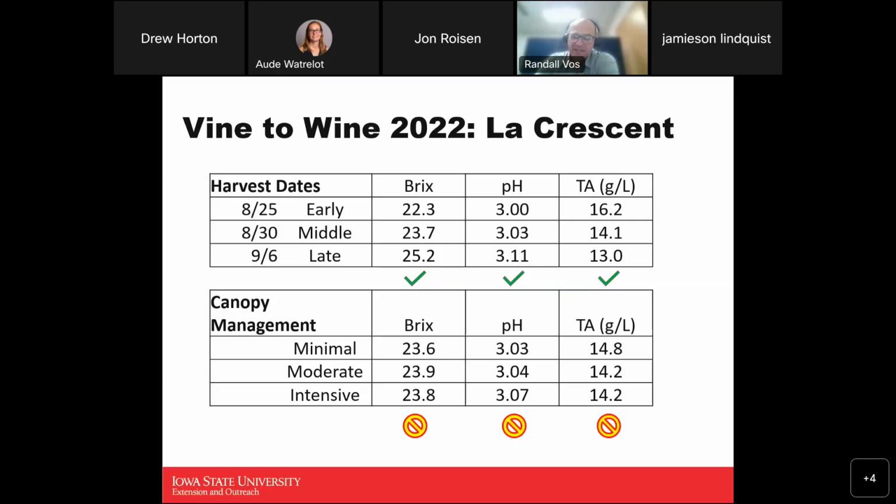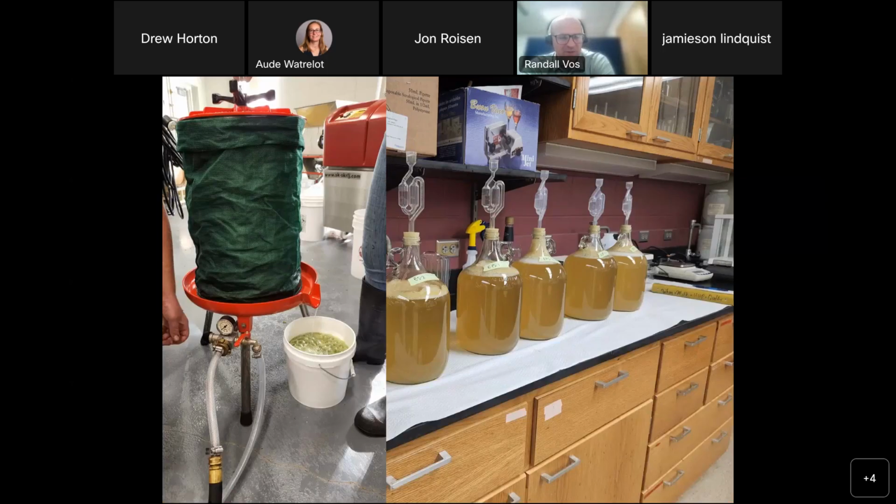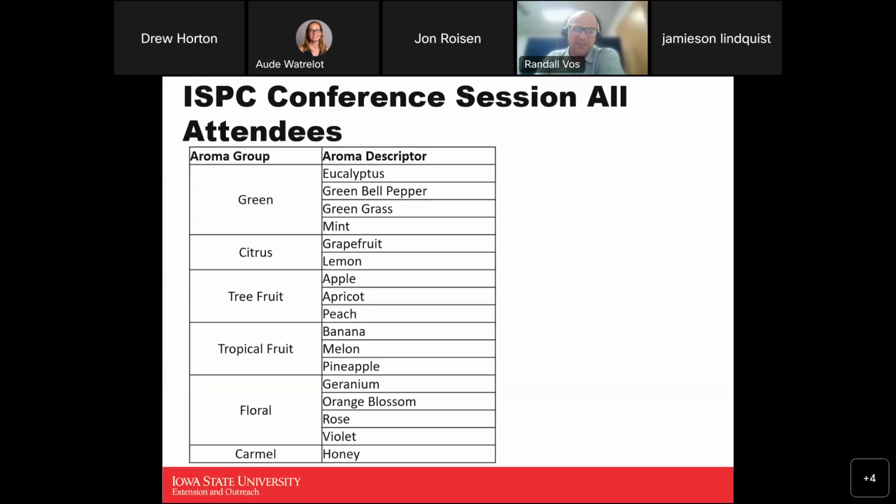And so then the question is, from a sensory perspective, are they actually different, or do we see trends? So the Midwest Grape and Wine Industry Institute made small batches of wine. They did 2 batches just in case there were some microbial issues. And so what we did at the last Iowa Specialty Producers Conference is we had a viticulture and enology session that had around 50 attendees, and we gave them too many aroma descriptors, around 20 basically, and said, rate these.